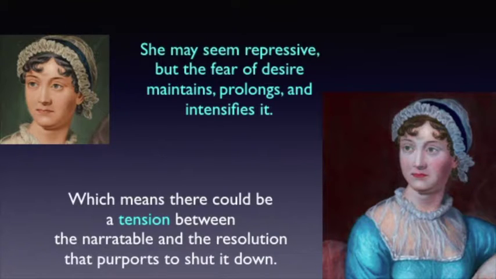Miller argues that Austen's novels seem to deny erotic desire, but he points out an interesting logic. Far from extinguishing desire, fear intensifies and prolongs it. The more we tell ourselves we need to avoid something, the more it's constantly on our minds. So endings that purport to shut down desire, if desire is a way to think about what generates a narrative, might actually maintain it, making the ending more ambiguous than it seems.